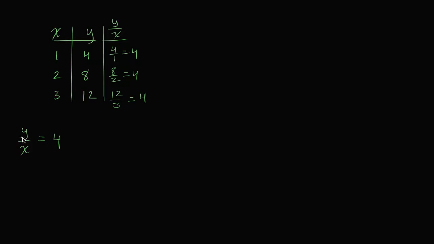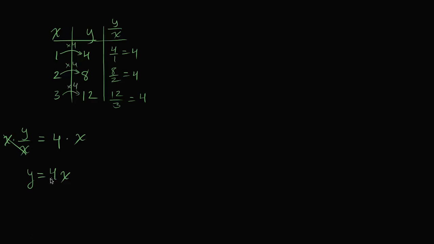In a lot of ways this is already an equation, but I can make it a little bit clearer if I multiply both sides by x. I am left with, well, x divided by x, you just have y on the left-hand side. Y is equal to 4x. And you see that's the case. X is 1, 4 times that is 4. X is 2, 4 times that is 8. So here you go, we're multiplying by 4 every time.